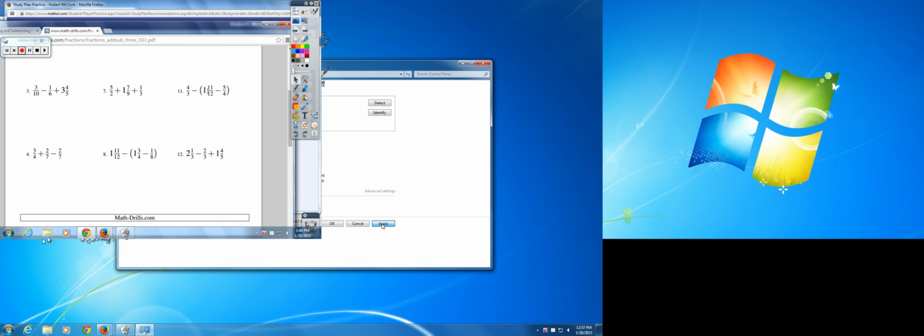All right, try this one. Number 11. While you're doing that one, I'm going to try to find another worksheet, and I'm going to call roll.